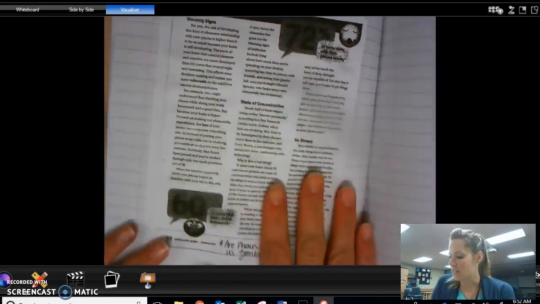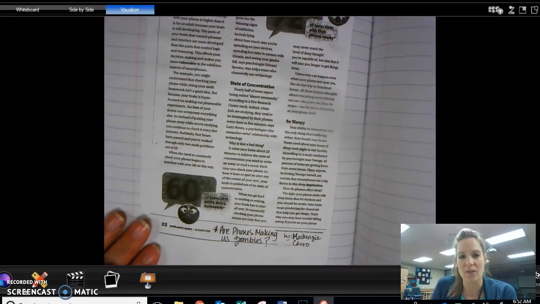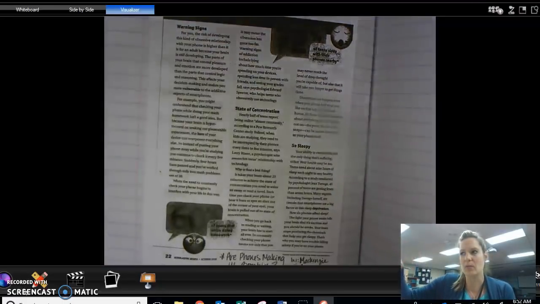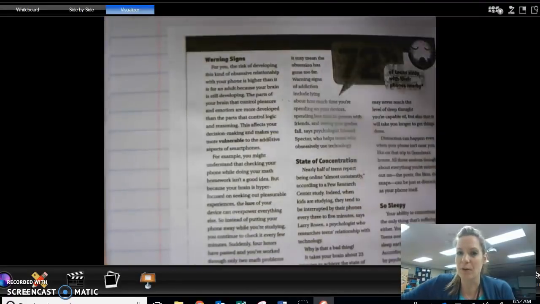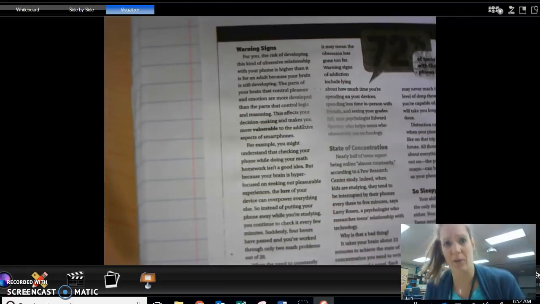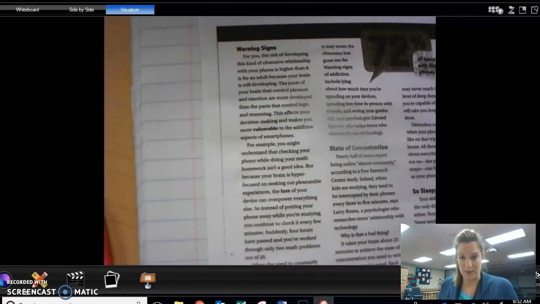So what I've done is I've taken a copy of one of the pages from the article that you're reading in reading class, Are Our Phones Making Us Zombies. I'm going to do part of this with you, and then you're going to move off independently or preferably with a partner. I would really like for you to do this with somebody else because the power of multiple brains is really going to make you even smarter than just your brain.